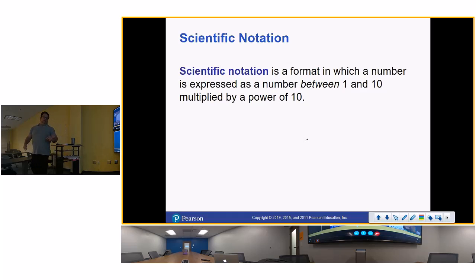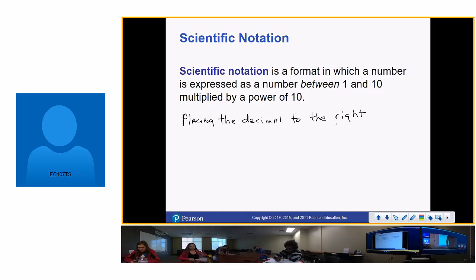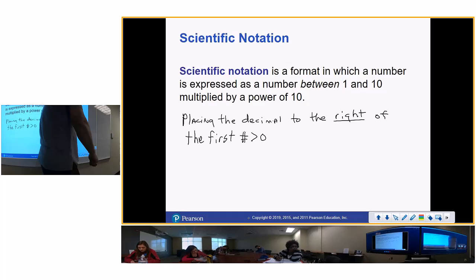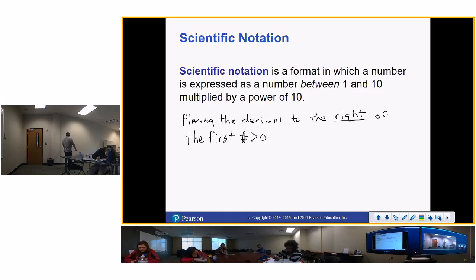Scientific notation is placing the decimal to the right of the first number greater than 0. That's a Hubertism definition. Hubertism definition means that I made it up. And when did I make it up? When I was a student, because I never could figure out what the heck they were talking about doing all that.